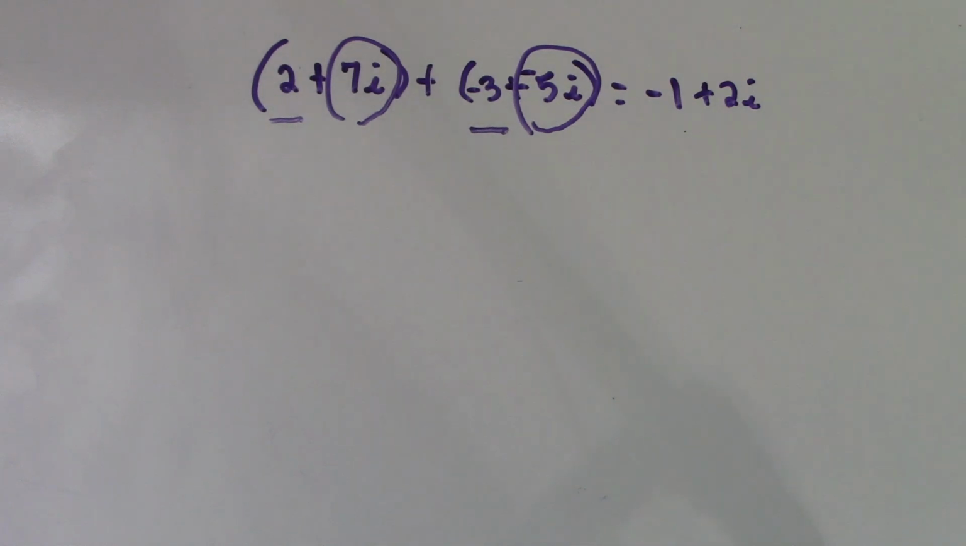And that's how we subtract complex numbers. When we add complex numbers, we just combine the like terms. So it feels very much like when you worked with binomials. And that's how we add and subtract complex numbers.